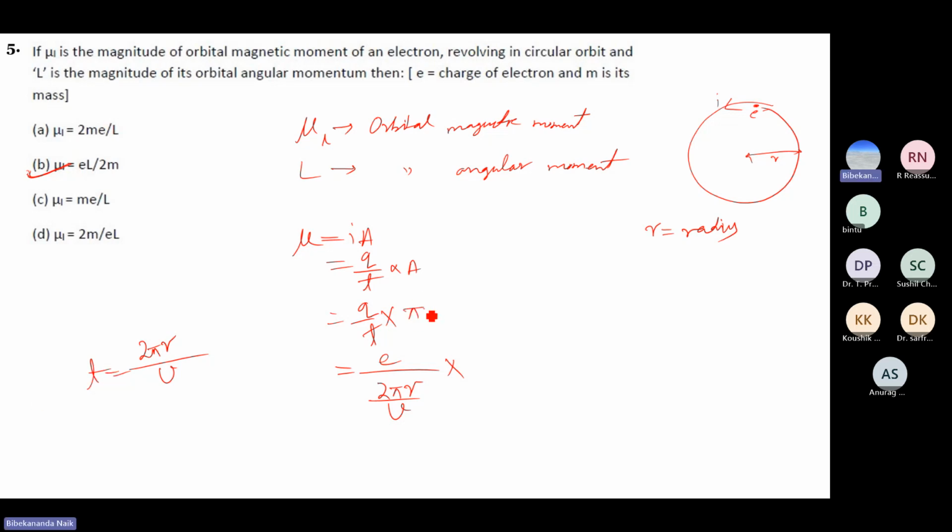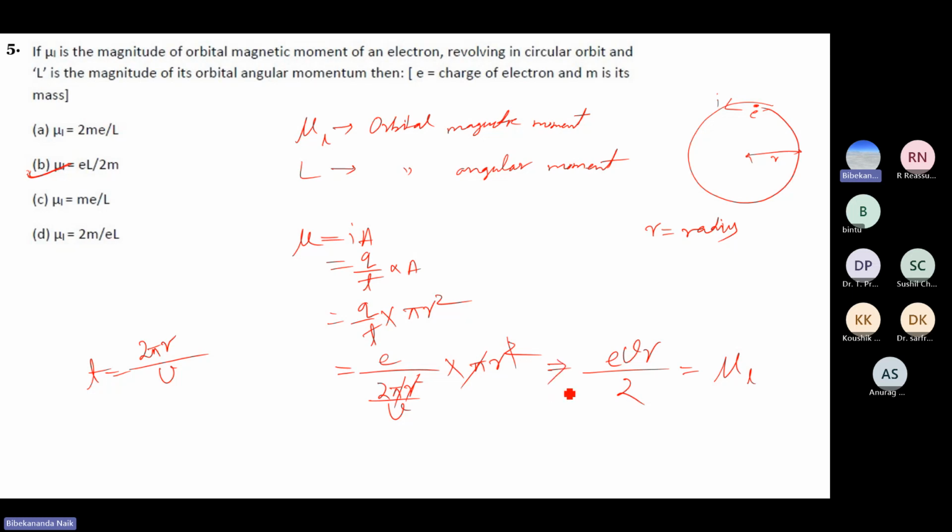It will be pi R square. And 2 pi R is the circumference. So it will be E by 2 pi R into V into pi R square. So it will be EV divided by 2 pi R, and because one R will get cancelled out, it will be EVR divided by 2. So this is the value of mu L.